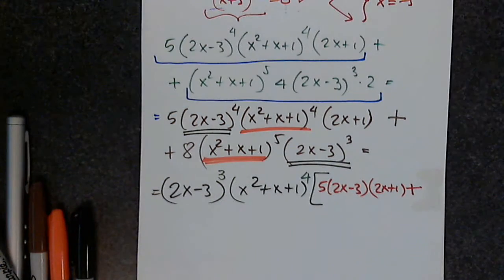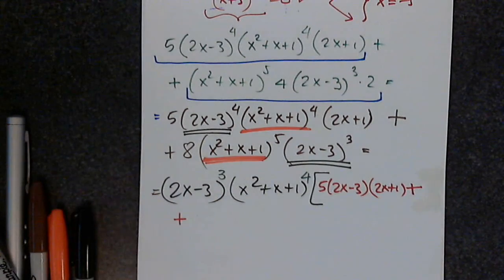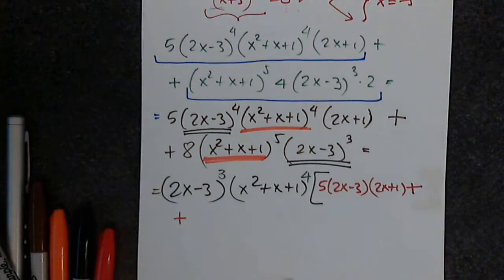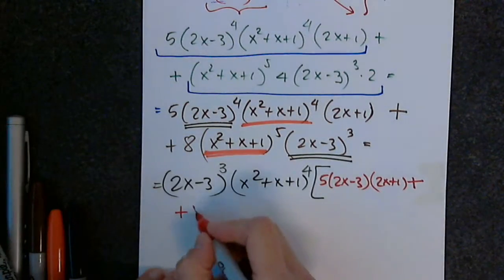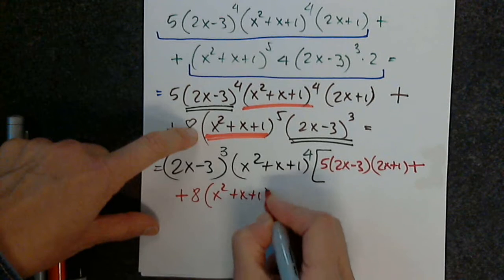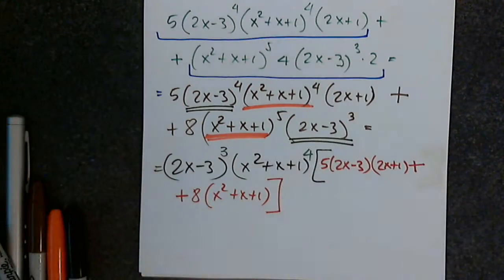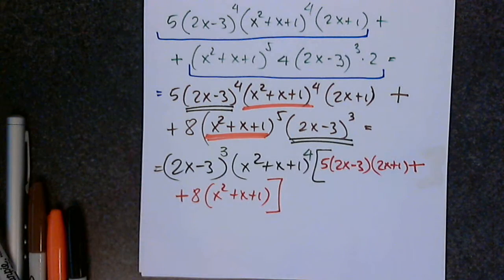Do you all agree with what is in there? Okay, plus. Now tell me what else I have to write. 8 has to be in there. Perfect. x squared plus x plus 1, in parentheses, indeed. Very good. This is gone. That's it. This is it. There is nothing else. Very good. Is this clear?